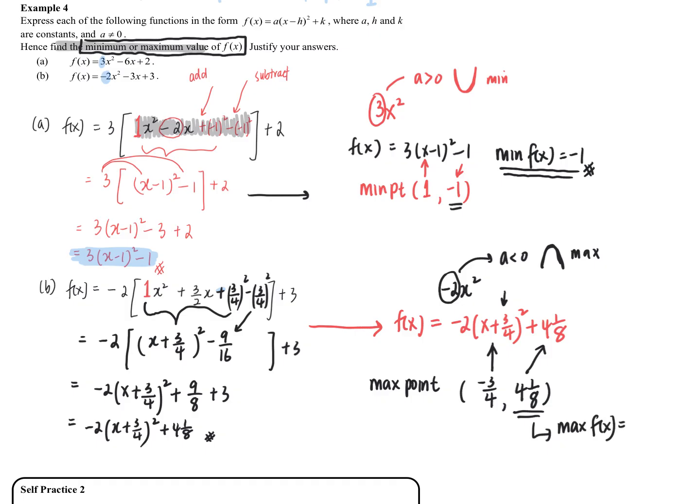Whoever who's lost, you can meet me together with the two of them. Okay, 4 and 1, 8.